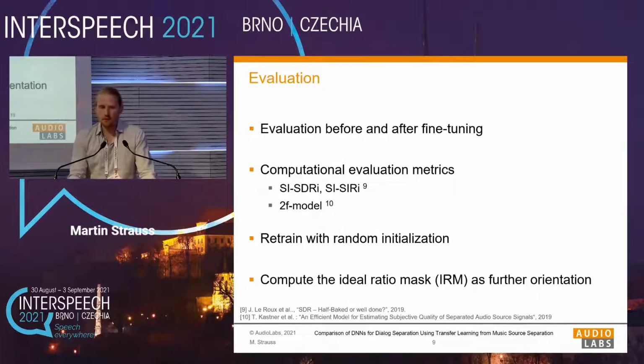The evaluation was done then before and after fine-tuning with the broadcast content, and for this we selected a couple of computational evaluation metrics like the scale-invariant signal to distortion ratio, the improvement in scale-invariant signal to distortion ratio, and signal to interference ratio to evaluate the separation performance. And the third metric was a more recent one, the 2f model, which is a scale between 0 and 100 to approximate the outcome of a MUSHRA listening test. As further orientation, we also retrained the music separation networks completely from random initialization using the broadcast material, and also computed the IRM as a further orientation point.